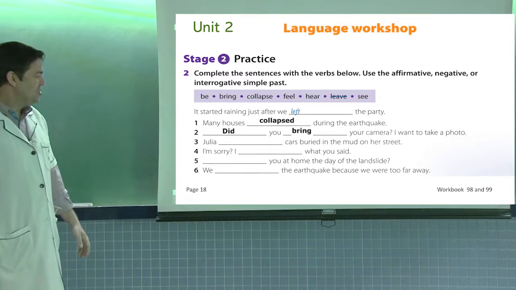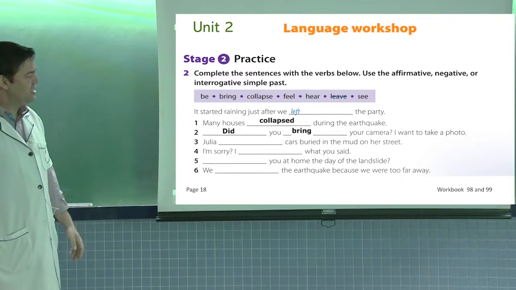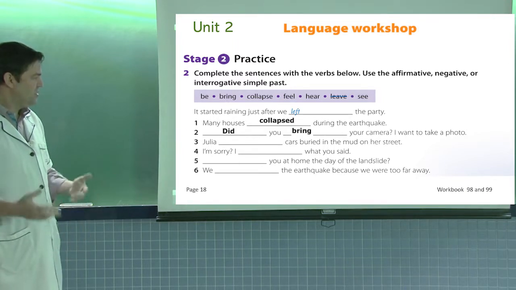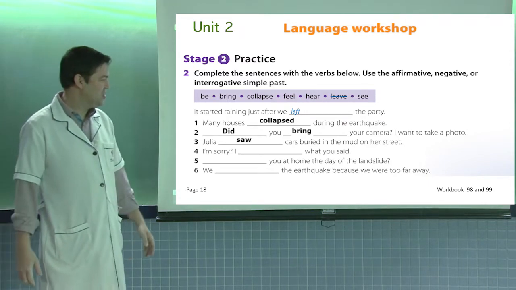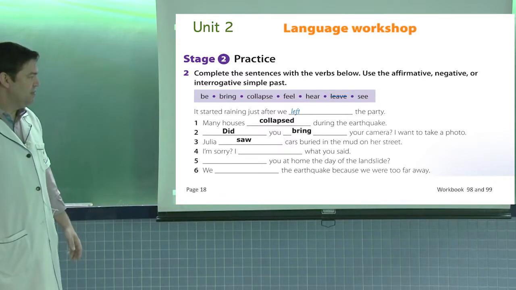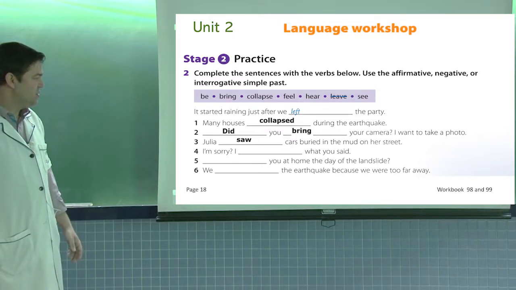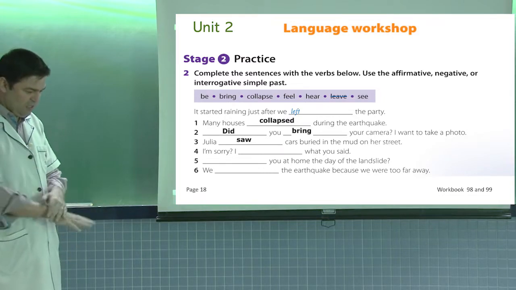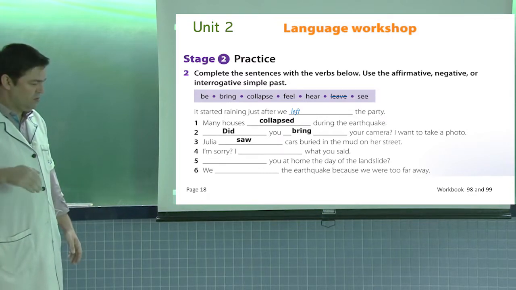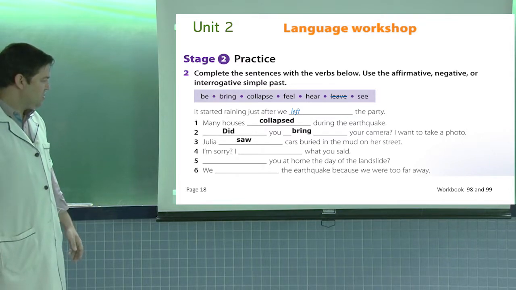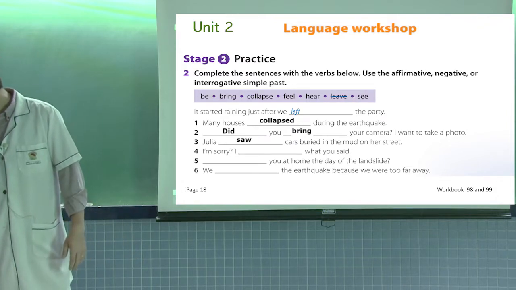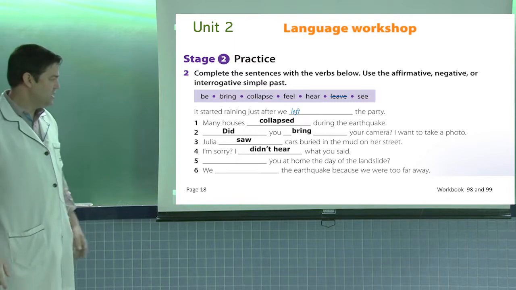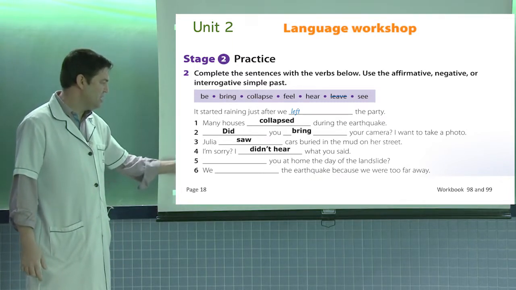Number 3: Julia, cars buried in the mud on her street. So Julia did or saw something there, right? Yes, so Julia saw cars buried in the mud on her street. Remember what buried is? Yes, under the earth. When something goes under, it's buried. I'm sorry, what you said, it's about listening. So the word there is, I didn't hear, the negative form, because I'm saying sorry.